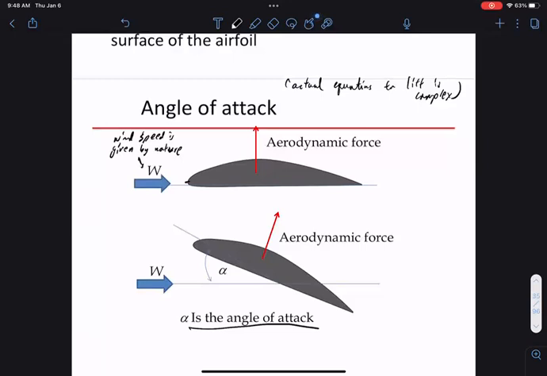This is the main control factor we have. It changes the amount of power we can extract, the amount of force we can extract. The main control variable we have is the angle of attack. This is the angle of attack.